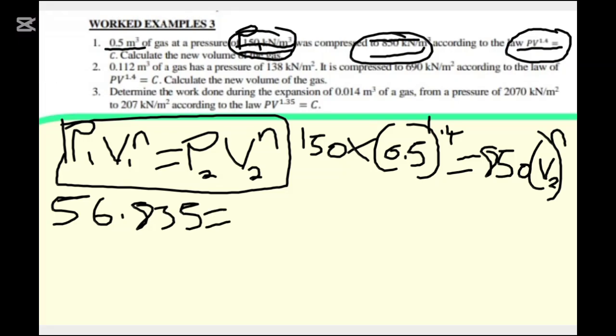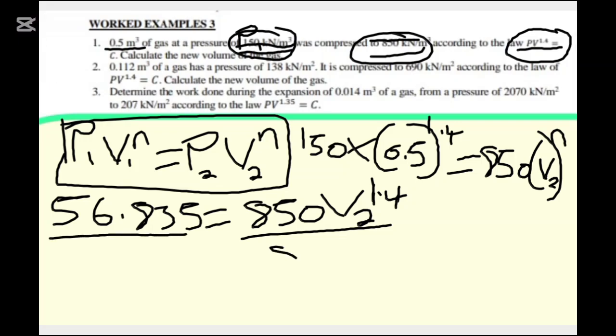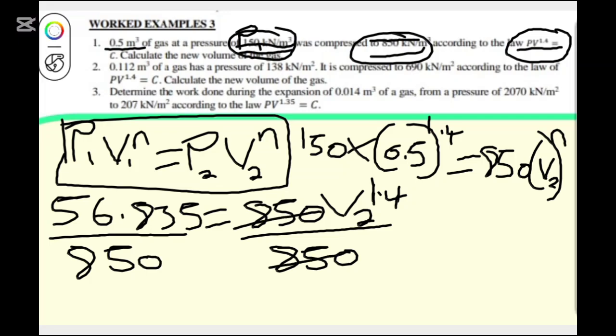Which is the same thing as 56.835, which is the same thing as 850 V2 to the power of 1.4. So you have to take note that the value of this n is 1.4. So the next thing that I'm going to do, I have to divide both sides by 850. This will go with this.